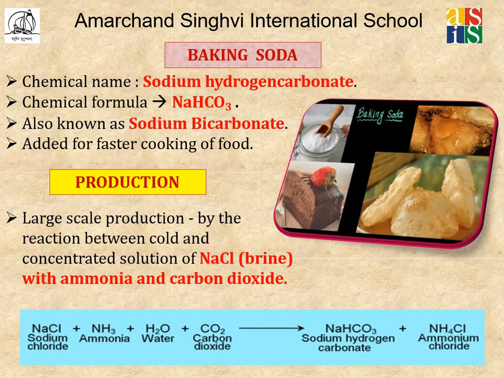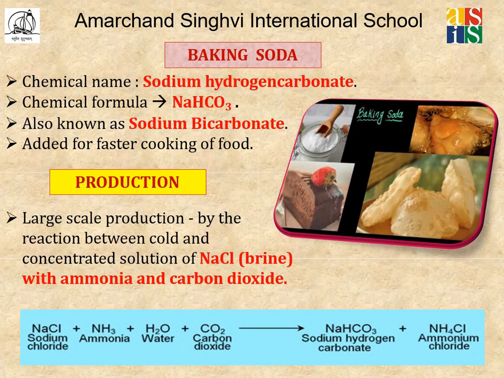It is added to food items for faster cooking of food. Mainly, it is added to the fermented food products. Production of baking soda is done by the reaction between a cold and concentrated solution of NaCl, which we call brine, with ammonia and carbon dioxide. This is the method by which baking soda is produced on the large scale.